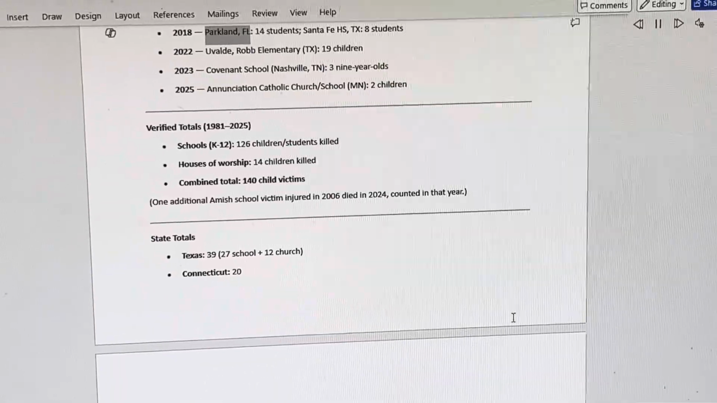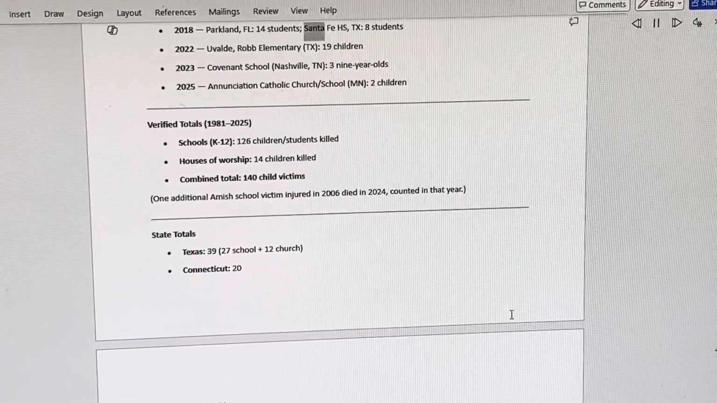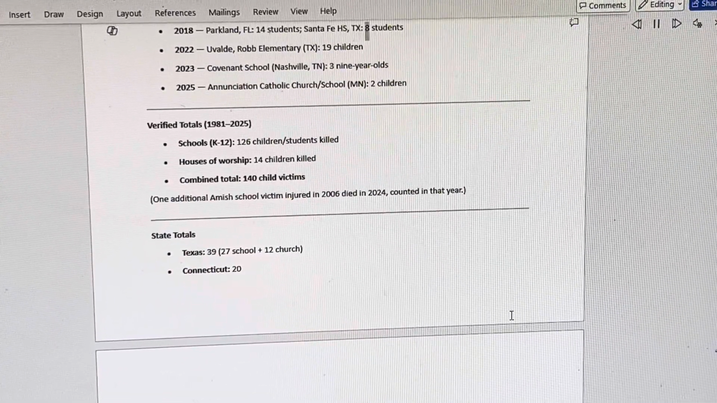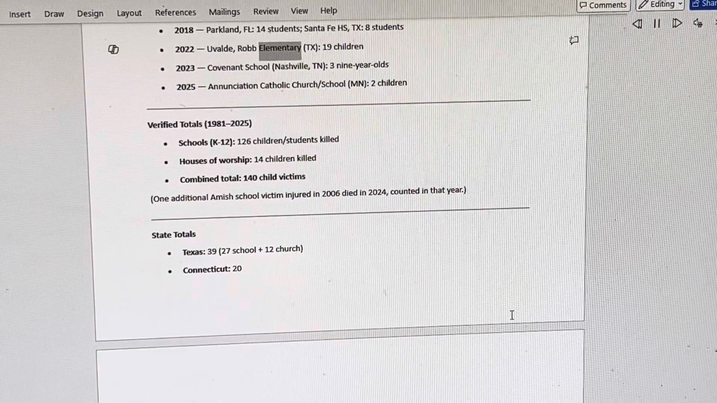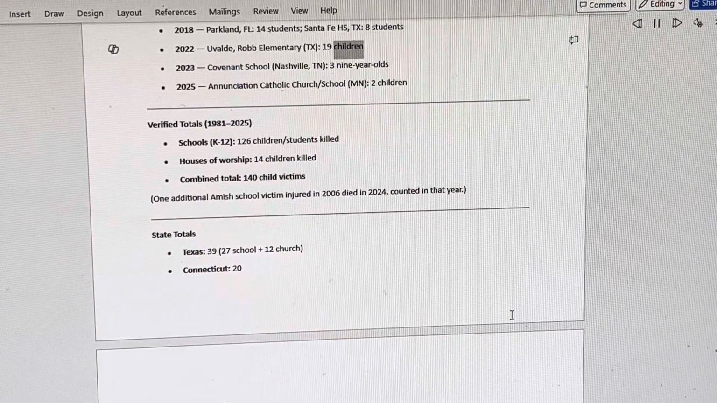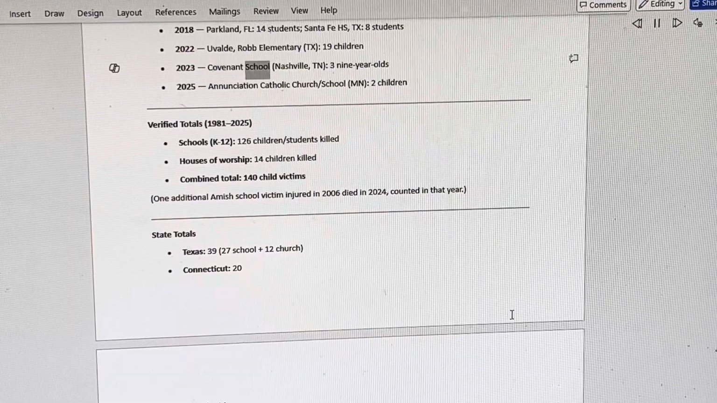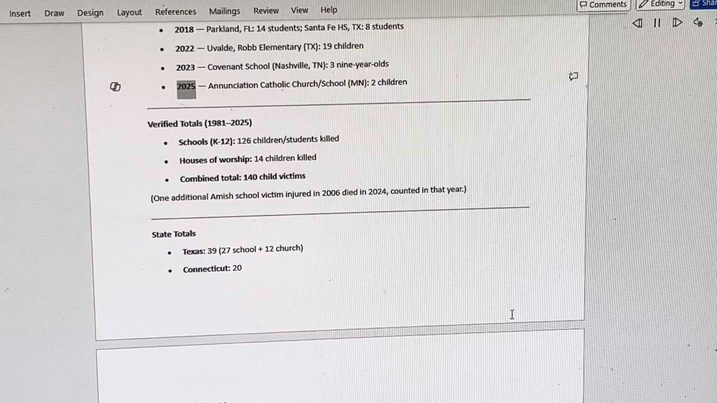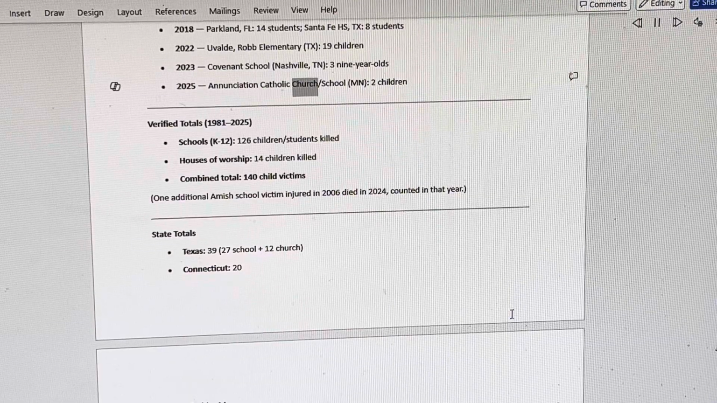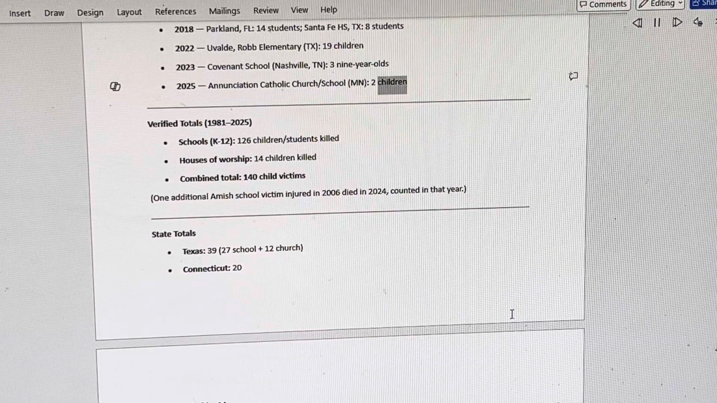2018, Parkland, Florida, 14 students; Santa Fe High School, Texas, 8 students. 2022, Uvalde, Robb Elementary, Texas, 19 children. 2023, Covenant School, Nashville, Tennessee, 3 9-year-olds. 2025, Annunciation Catholic Church and school, Minnesota, 2 children.